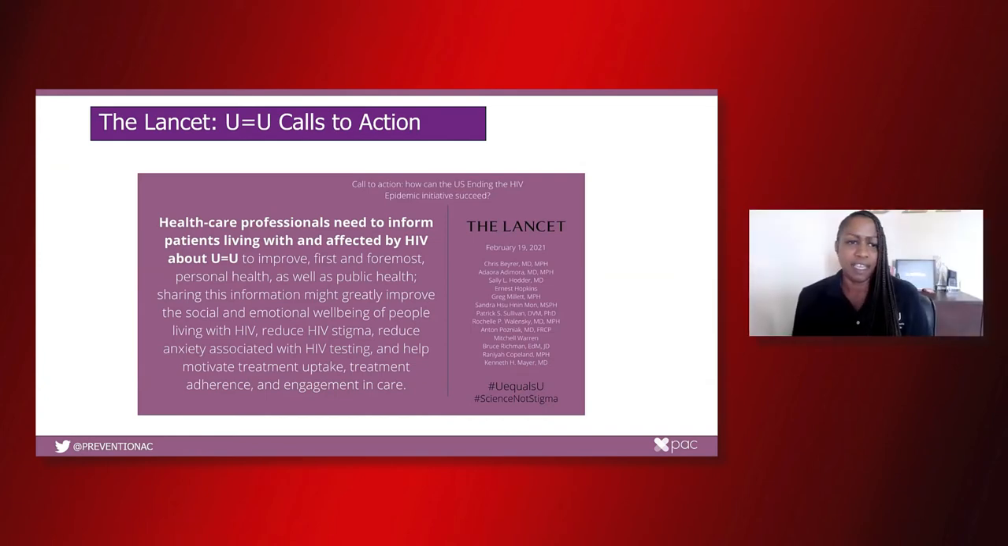The Lancet has a U equals U call to action. Now, Lancet is the number 2 medical journal in the world. And they have 4 recommendations for U equals U. The first one is healthcare professionals need to inform patients living with HIV and affected by HIV about U equals U to improve foremost and first personal health and well-being as public health. And sharing this information will greatly improve the social and emotional well-being of people who live with HIV. Next slide, please.